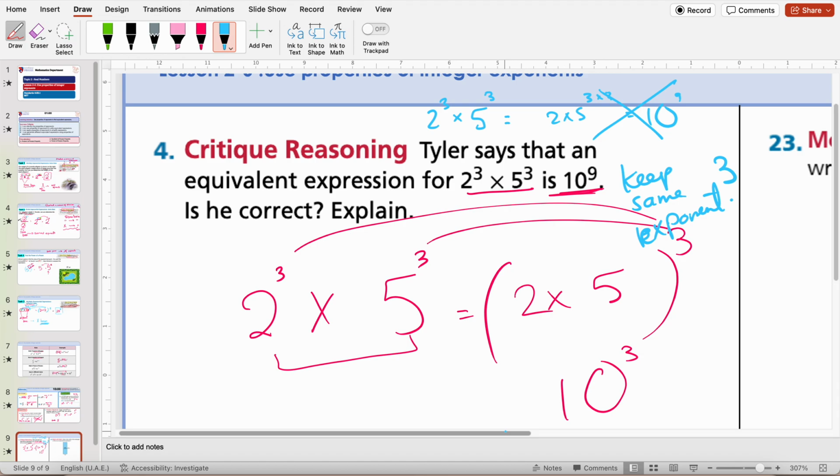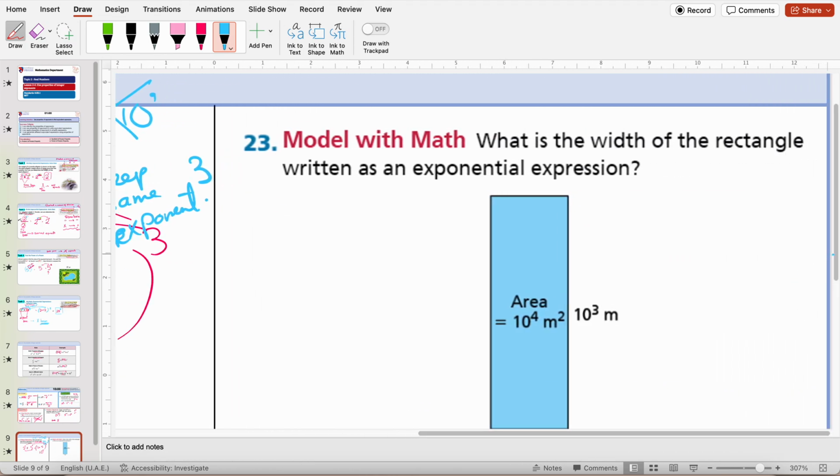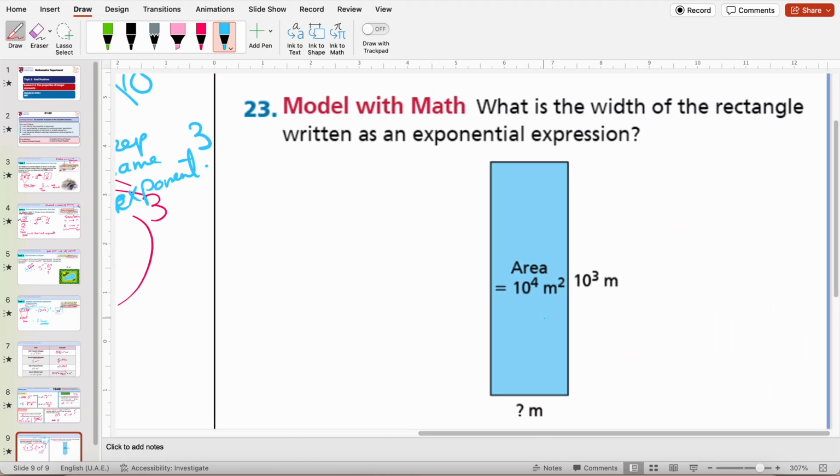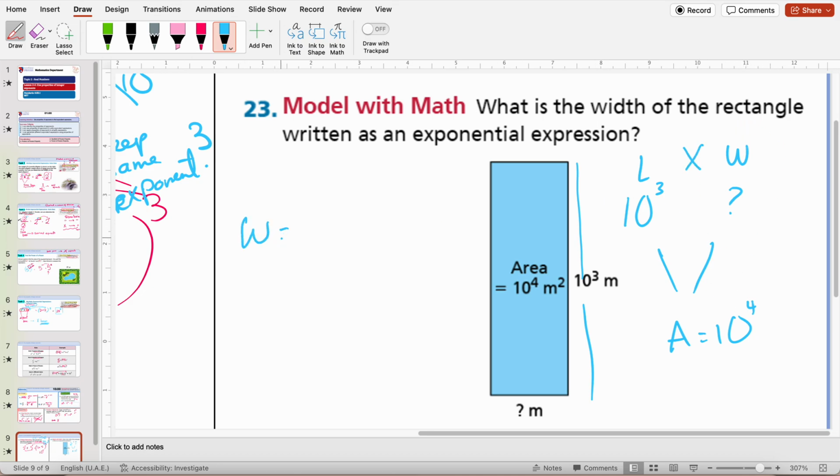Here, what is the width of the rectangle written as an equivalent expression? So the length is 10 to the power of 3. The width is missing, and they gave me the area. Area is 10 to the power of 4. Remember that the area is basically length times width. But what if I want the width back? Just divide. So to find the width, I have to divide area by the length.